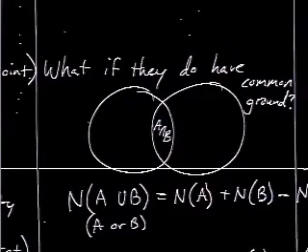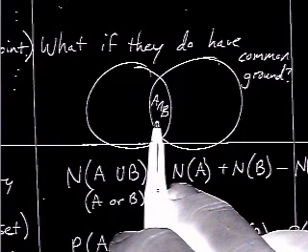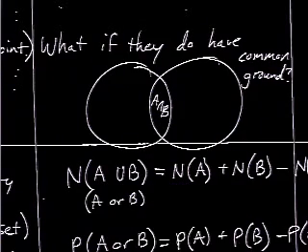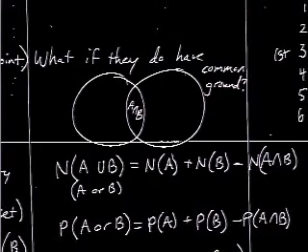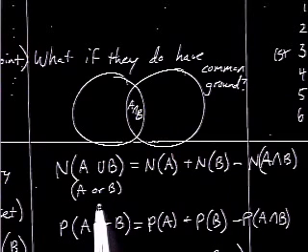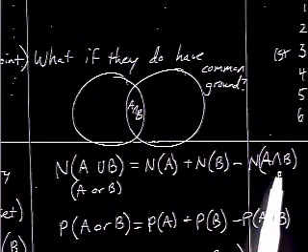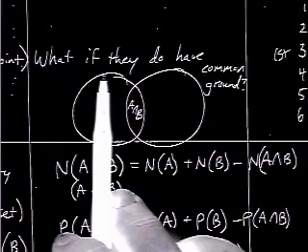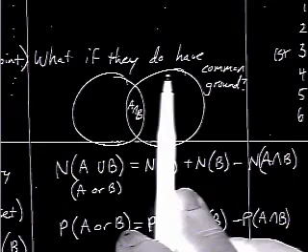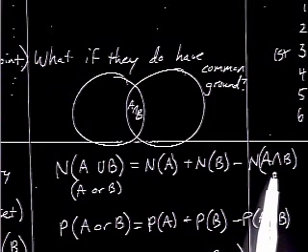Well, what if they do have common ground? What if A intersect B does exist? How does that change things? Well, the number of items in A union B, or A or B, is the number of items in A plus the number of items in B minus the number of items in the intersection. You ask, why do I have to subtract that? Well, because when you count all the items in here and all the items in here, you have double counted the middle. So you're going to subtract it once in order to take care of that.